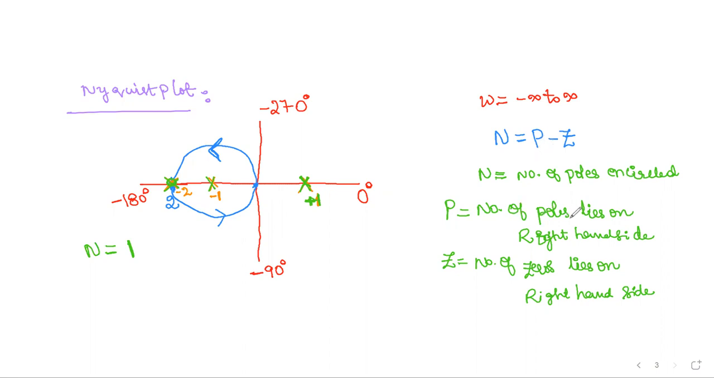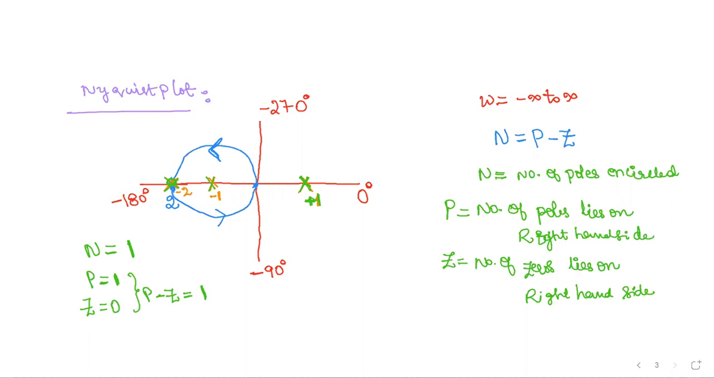So let us find capital P value. What is capital P? Poles that lie on the right hand side. So capital P value is 1. What is capital Z? Number of zeros on the right hand side. Is there any zero on the right hand side? No. So Z equal to 0. So now what is the P minus Z value? That is 1 minus 0, that is 1.